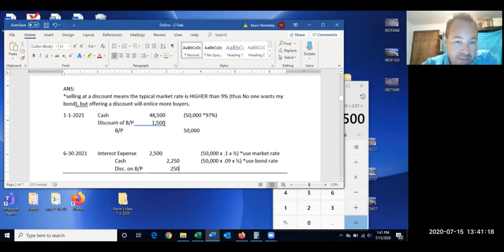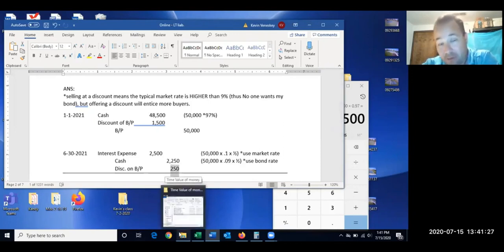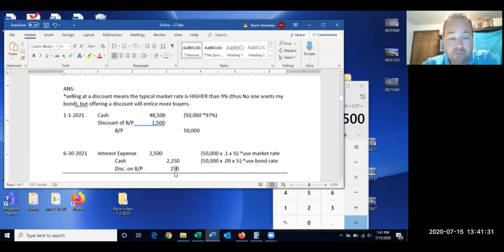Because when I go to discount this, that should be 2,500, and then taking 10% of that, because I want to amortize it evenly. That's going to be the 250, where the 250 comes from. But this is the other way of doing it.